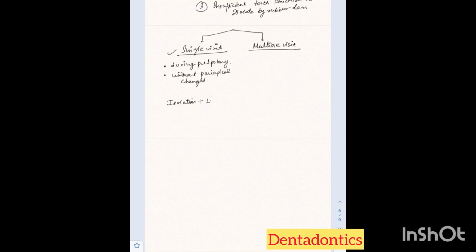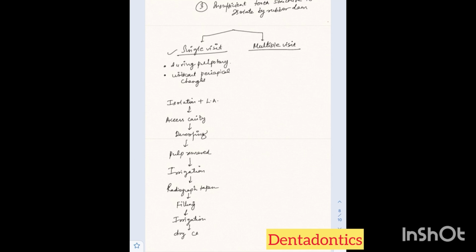Then irrigate the canal and the radiograph should be taken. After taking the radiograph, the filing should be done after taking the working length, and then irrigate the canal with the help of saline, then dry the canal and finally obturate the canal. All these procedures should be done in a single visit, in a single day.